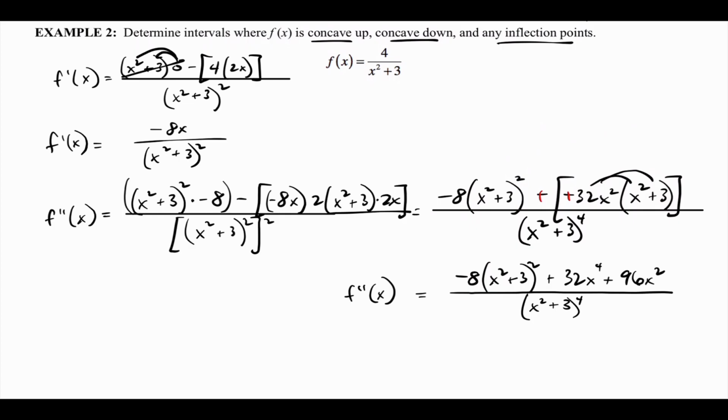After I found the first derivative, negative 8x over x squared plus 3 squared, I did quotient rule again. Low times the derivative of the high minus the high times the derivative of the low over the low squared. Well, the low was squared already. So if I square a square, that's just to the fourth power. So that's how I get the bottom to the fourth power. If you square something that's already squared, that's just to the fourth power.